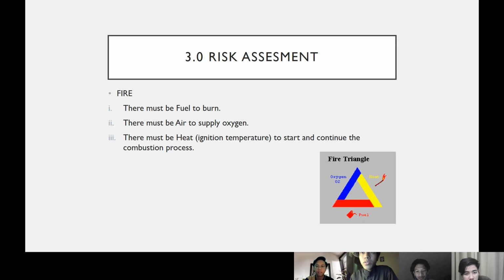First, the fire. Three things are required in proper combination before ignition and combustion can take place: heat, oxygen, and fuel. First, there must be fuel to burn. Second, there must be air to supply oxygen. Third, there must be heat, an ignition temperature, to start and continue the combustion process.